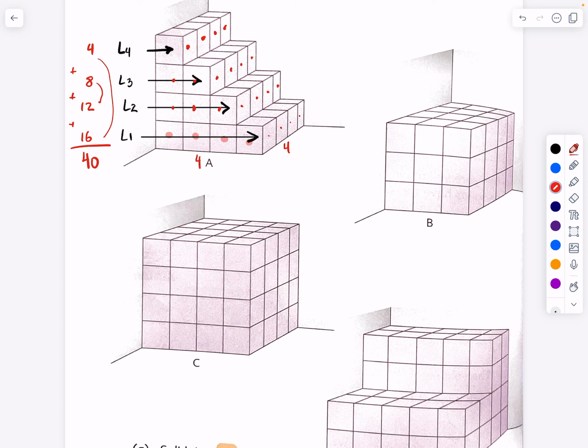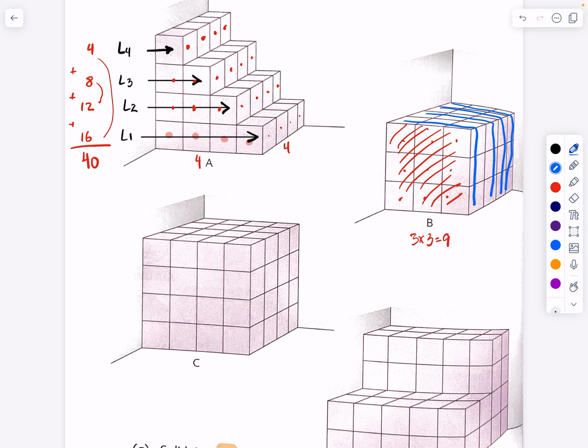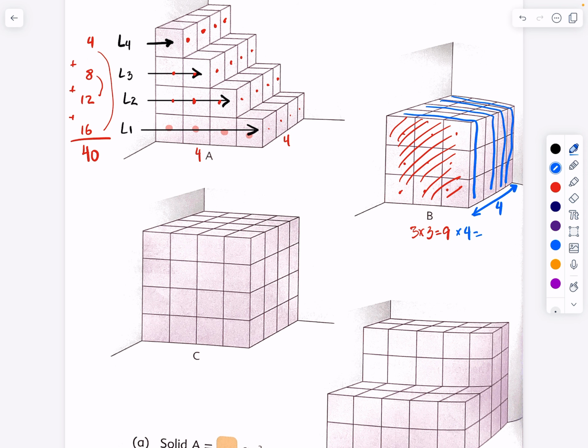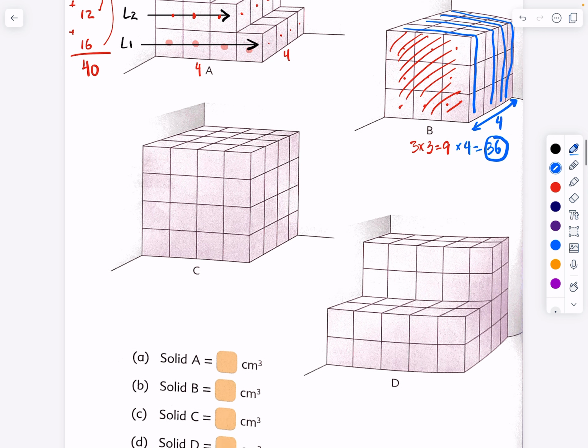Now let's take a look at shape B. 1, 2, 3. The front face of this cube is 3 by 3, which is 9. Now, how many layers do we have? This is our first layer. Behind it, another layer, a third layer, and finally a fourth layer. All together, we have 4. So 9 taken 4 times becomes 36 units.